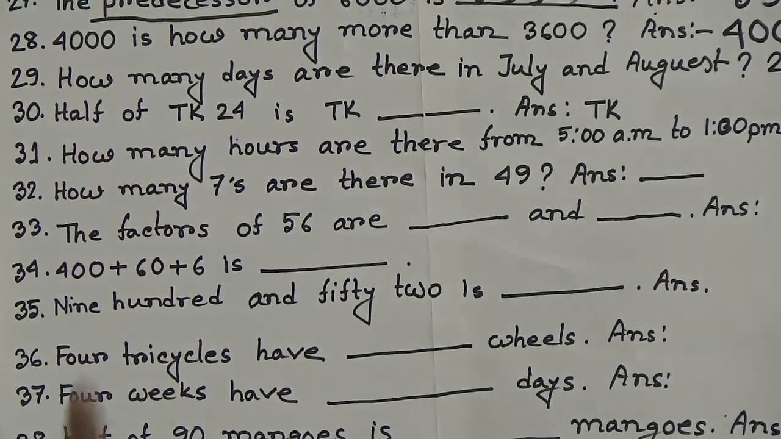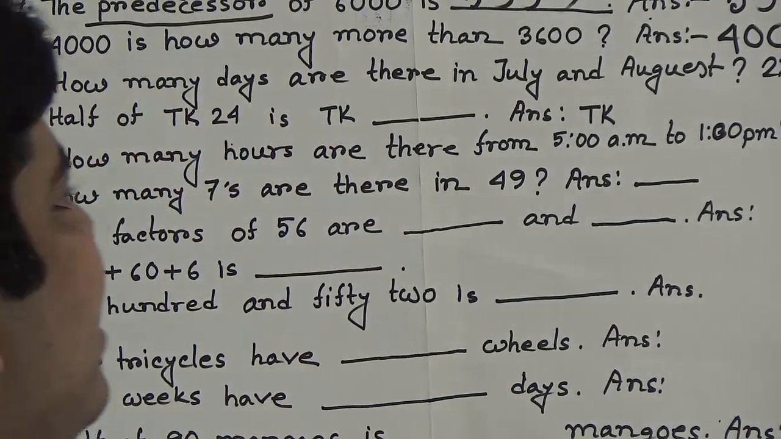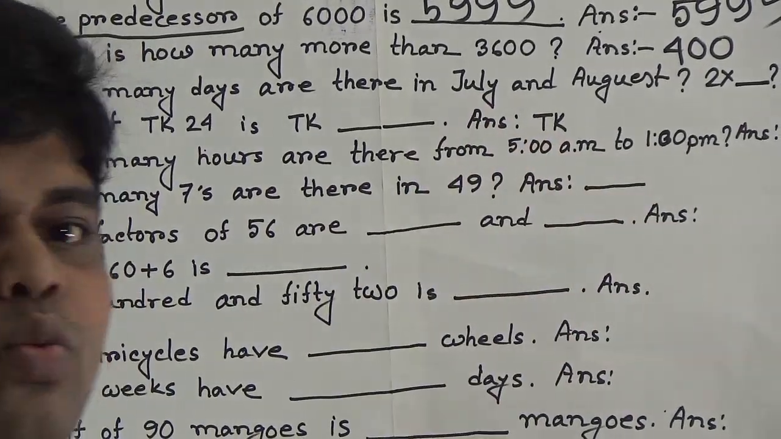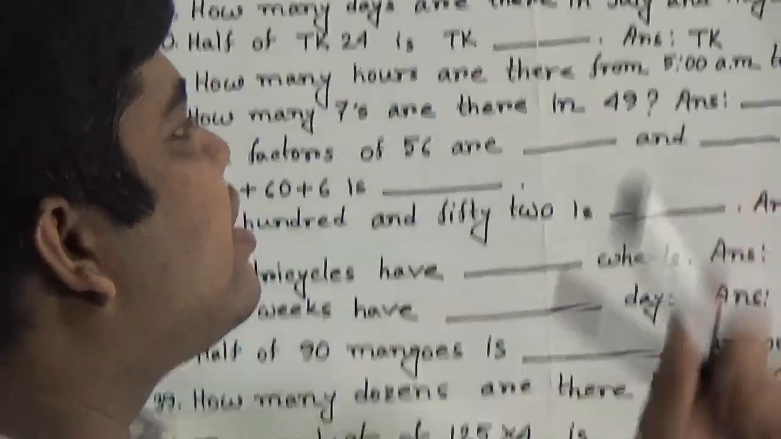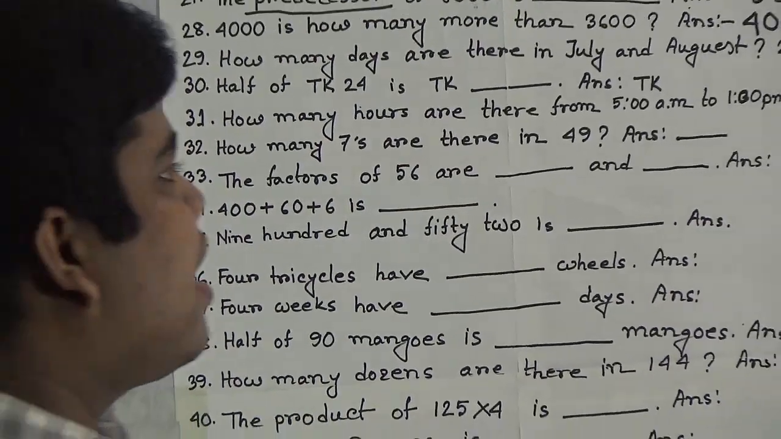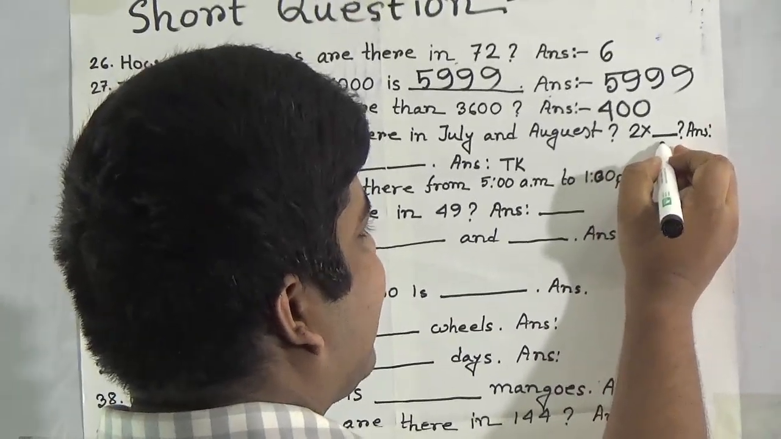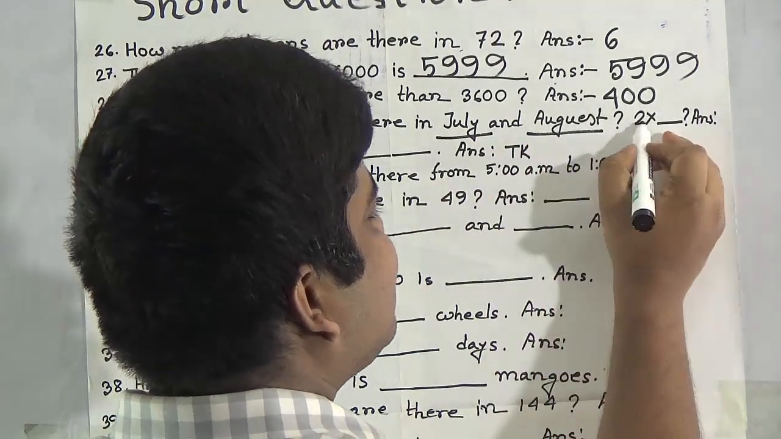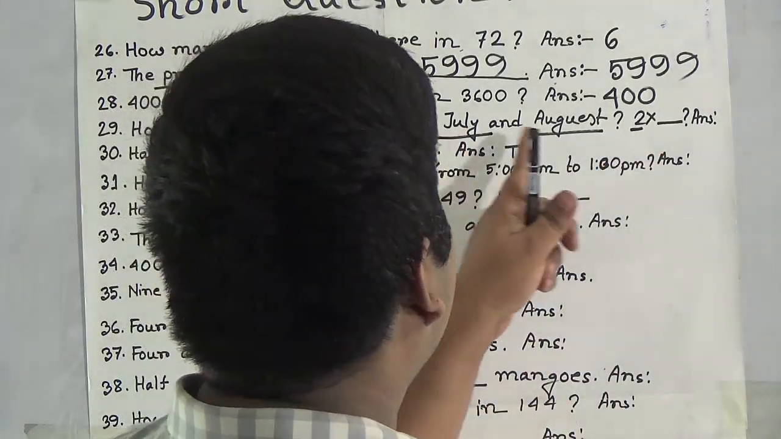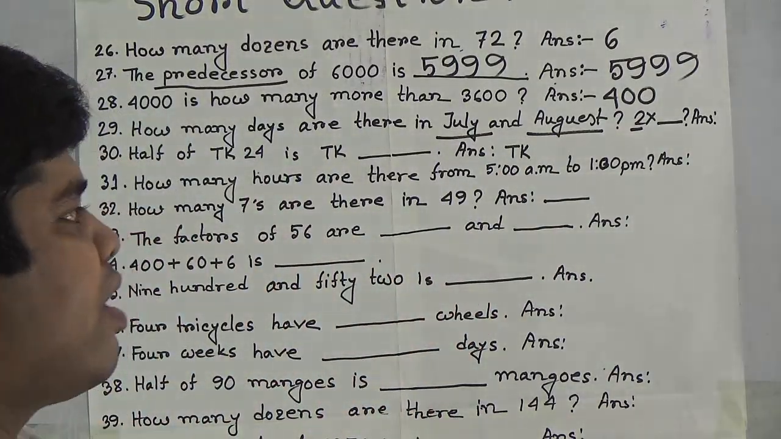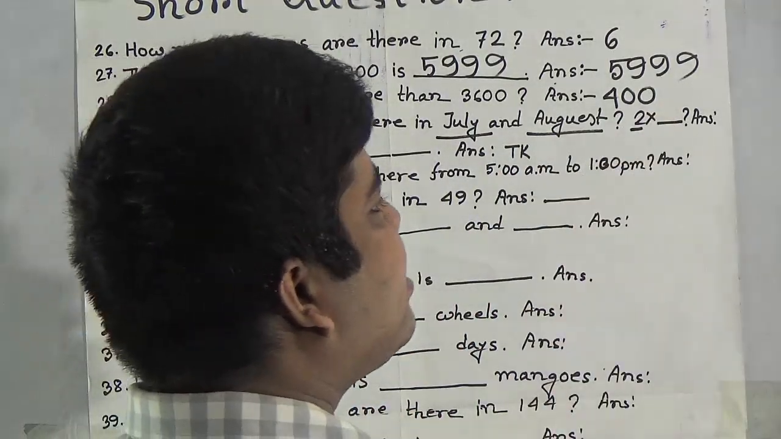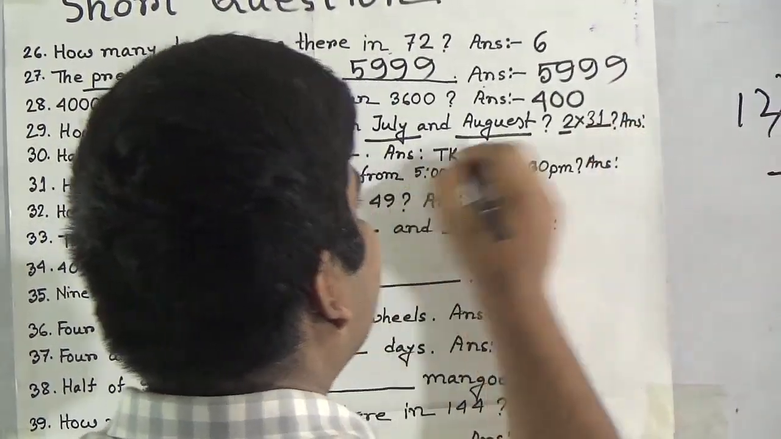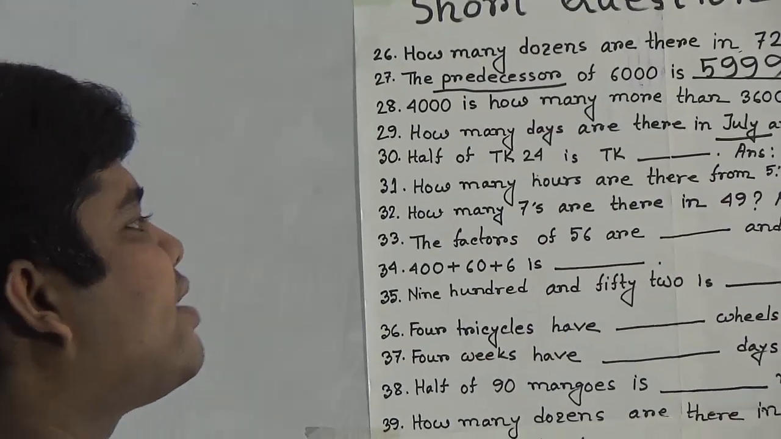Number 29. How many days are there in July and August? Okay, we know that in July there are 31 days and in August there are 31 days. Here 2 is given. 2 is multiplied with which number? Here how many months? 1 month and 2 months. And in 2 months both have 31 days. So in this section we write 31, in this section we write 31. Why? Because both months have 31 days.